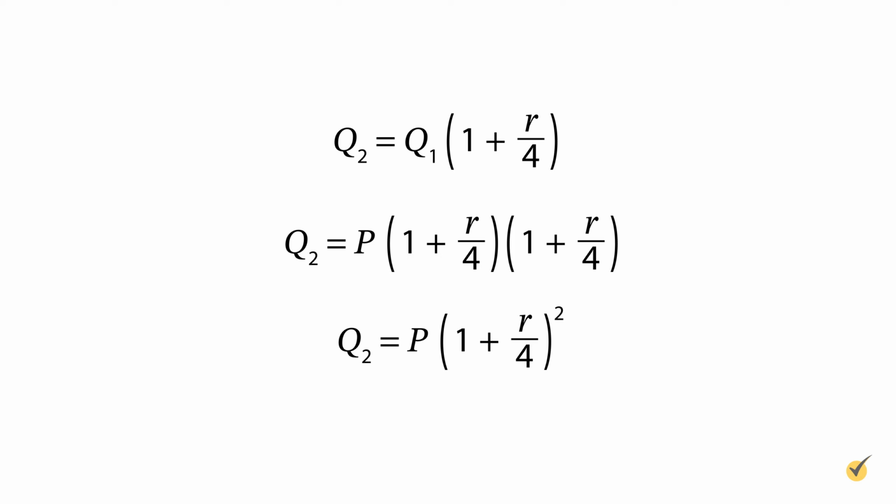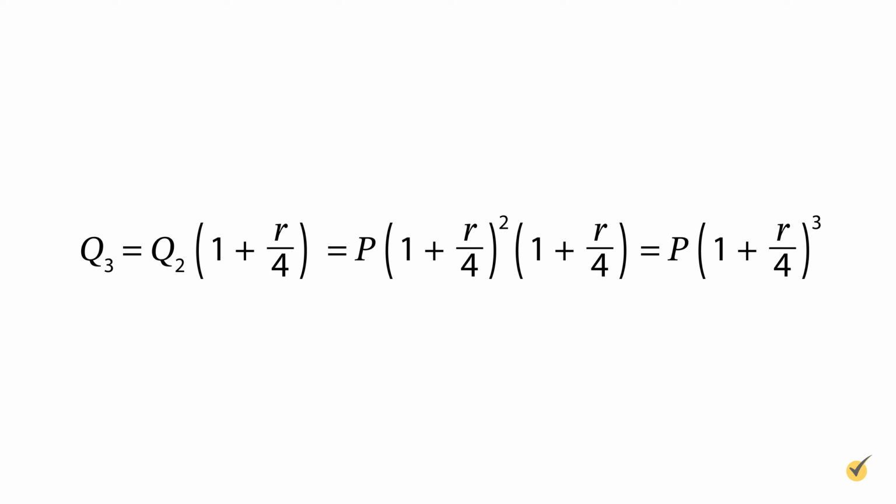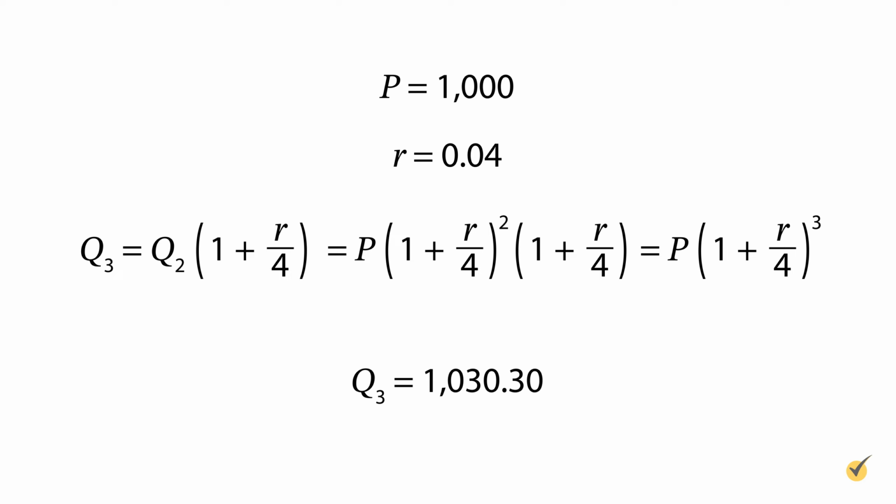All right, let's look at the end of the third quarter. William's balance at the end of the third quarter, Q3, should then be equal to Q2 plus interest. Since we just said that Q2 is equal to P times (1 plus R over 4) squared, we can use that in the calculation of Q3. We now have that Q3 is equal to the initial balance P times the quarterly interest cubed. Plugging in William's starting balance of $1,000 and the interest rate R equals 0.04, we get that Q3 is equal to $1,030.30. In this quarter, the interest was greater than in the previous by an increment of 10 cents.